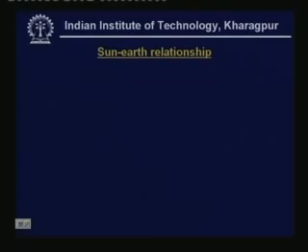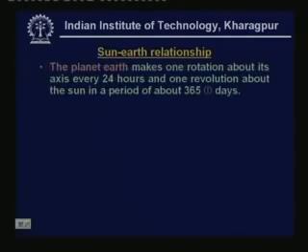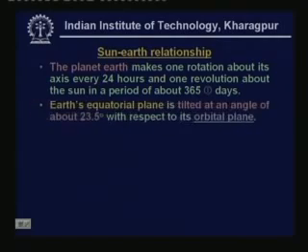Now let us briefly look at the Sun-Earth relationship. We know that the planet Earth makes one rotation about its axis every 24 hours and one revolution about the Sun in a period of about 365.25 days. Earth's equatorial plane is tilted at an angle of about 23.5 degrees with respect to its orbital plane.